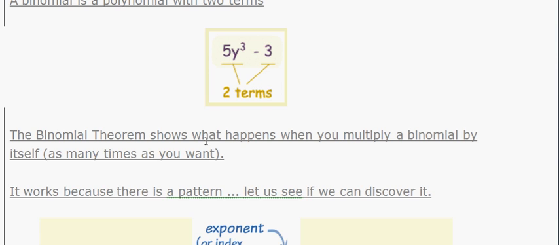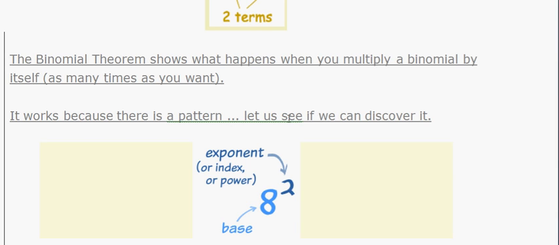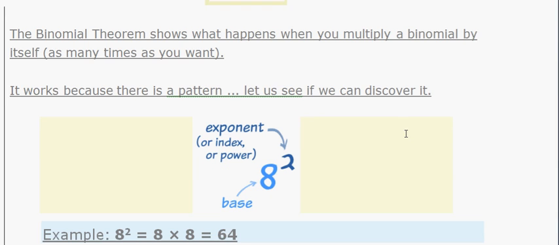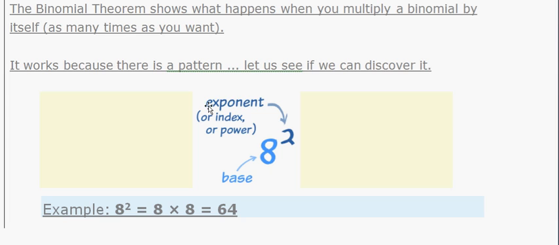The binomial theorem shows what happens when you multiply a binomial by itself as many times as you want. It works because there is a pattern. Let us see if we can discover it. Before learning the pattern, let us see this.